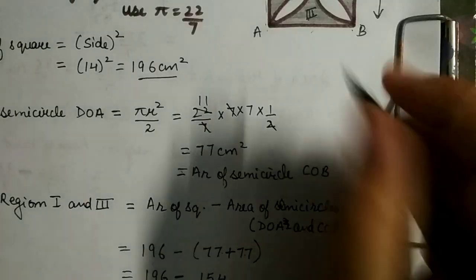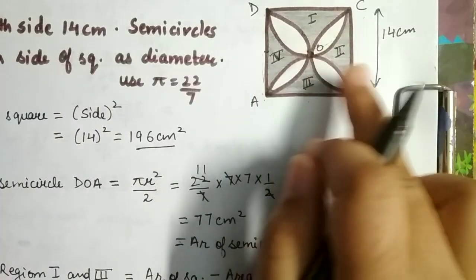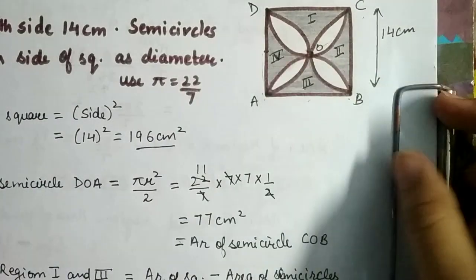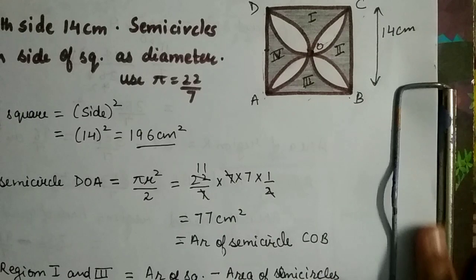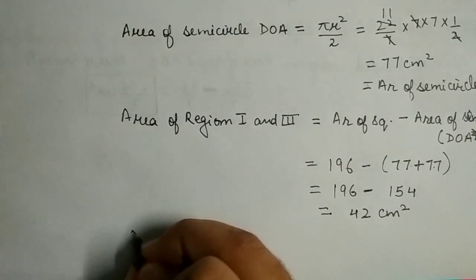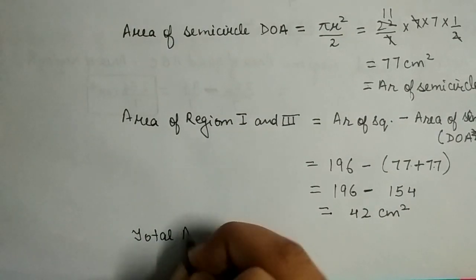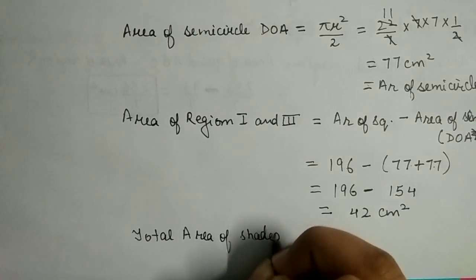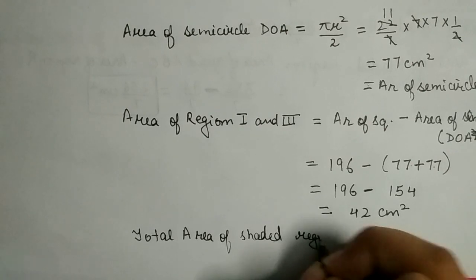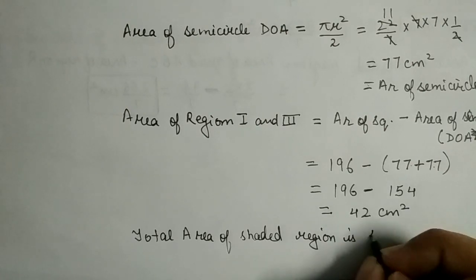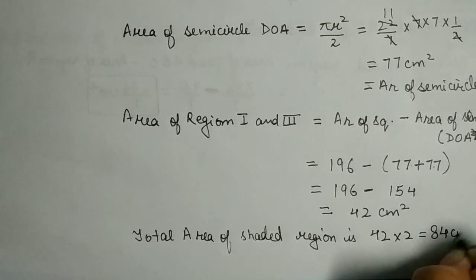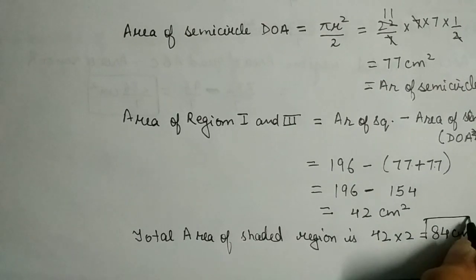Now similarly, the area of regions 4 and 2 will also be 42 cm square. So the total area of the shaded region is 42 into 2, that is 84 cm square, and this is your answer.